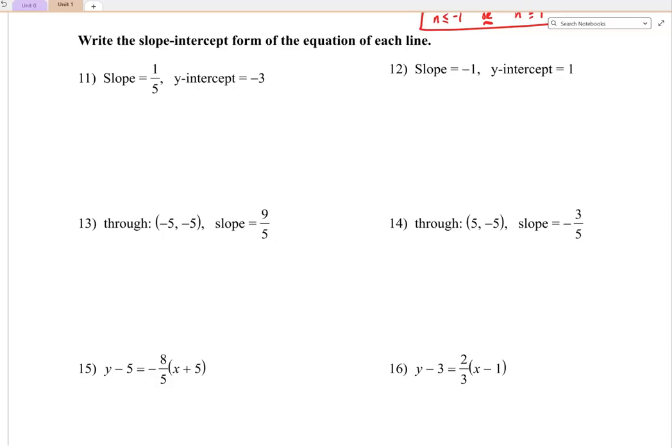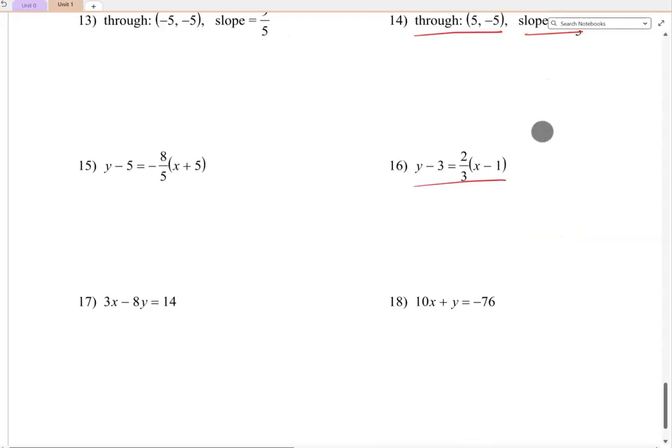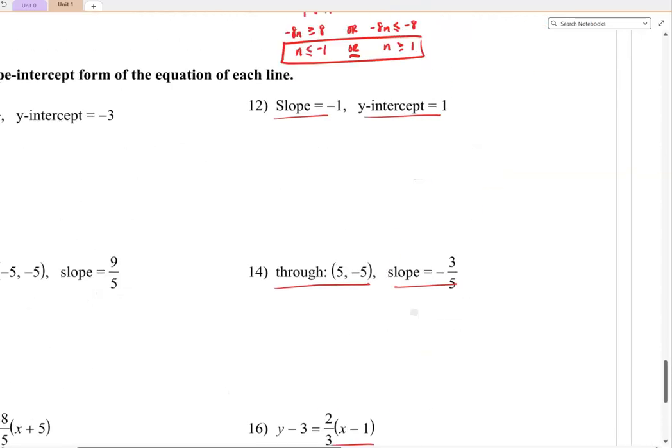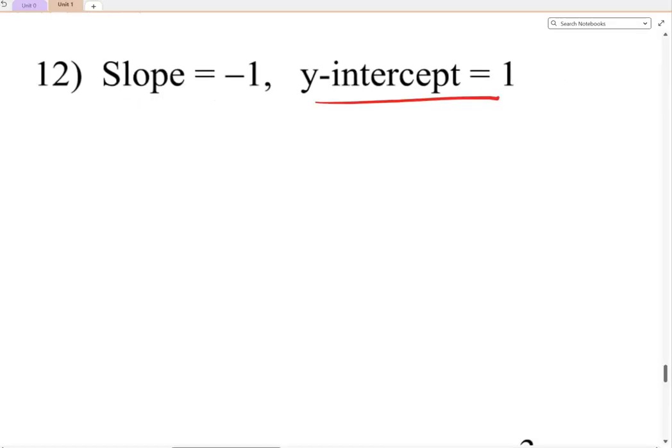Now to finish out the examples in this chart, we have some slope-intercept form equations that we're trying to produce, and each one's slightly different. Sometimes we're given the slope and an intercept, sometimes we have a slope and some other point on the line. Here we have the equation in point-slope form, and here we have the equation in standard form, and each of these should be resolved into slope-intercept form.